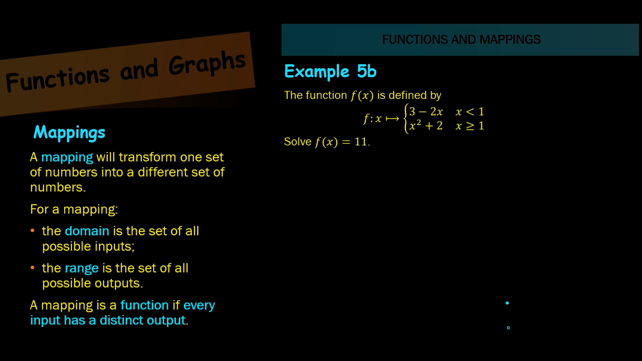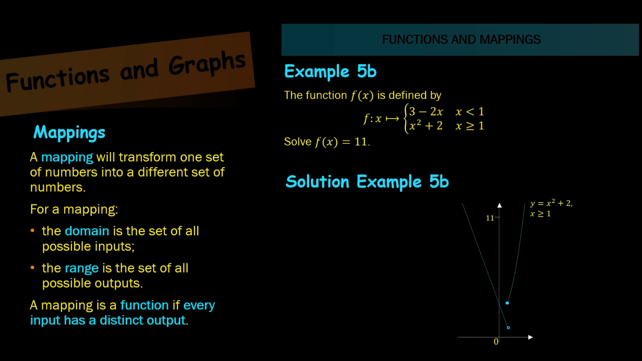Now let's solve part B. We are required to solve f of x equals 11. So let's solve this. Here's our curve, or here's our function. Here's y equals 11. If we want to solve f of x equals 11, how do we find our solutions? On the positive side, or when x is greater than or equal to 1, or on the negative side, when x is less than 1.